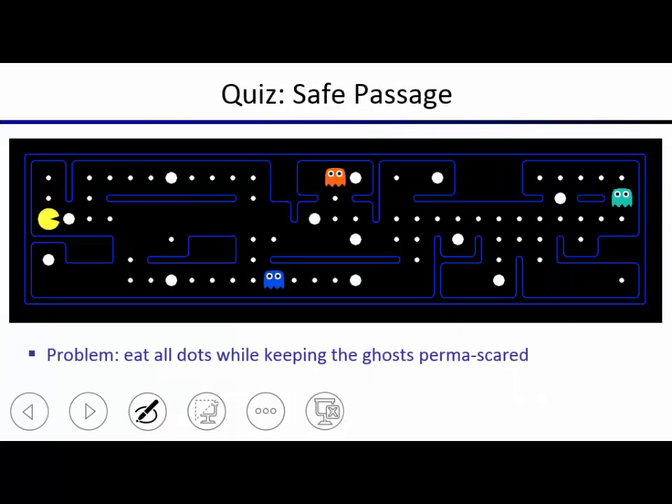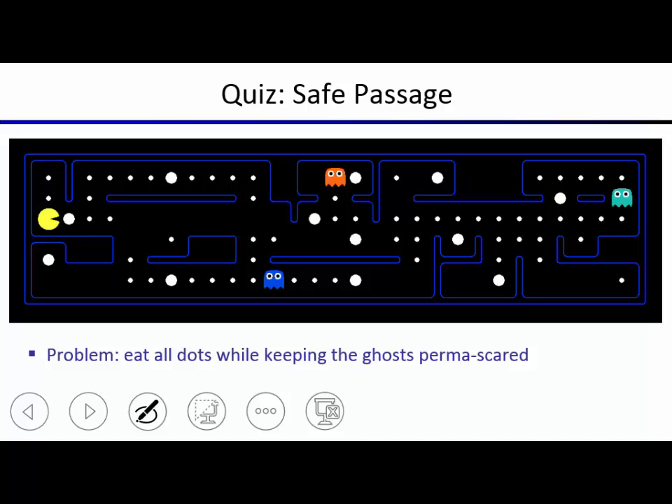All right, let's do a little quiz here. So the problem we're looking at here is a Pac-Man problem again. We want to solve the problem of eating all the dots while keeping the ghosts scared at all times. What does it mean for a ghost to be scared? When you eat one of those big, white pellets, the ghost gets scared for a certain amount of time, after which they get unscared. So you think of this, essentially, the solution is going to involve something where by the time they're about to get unscared, you need to have eaten another big, white pellet, which is called a power pellet, to make sure they're scared again.